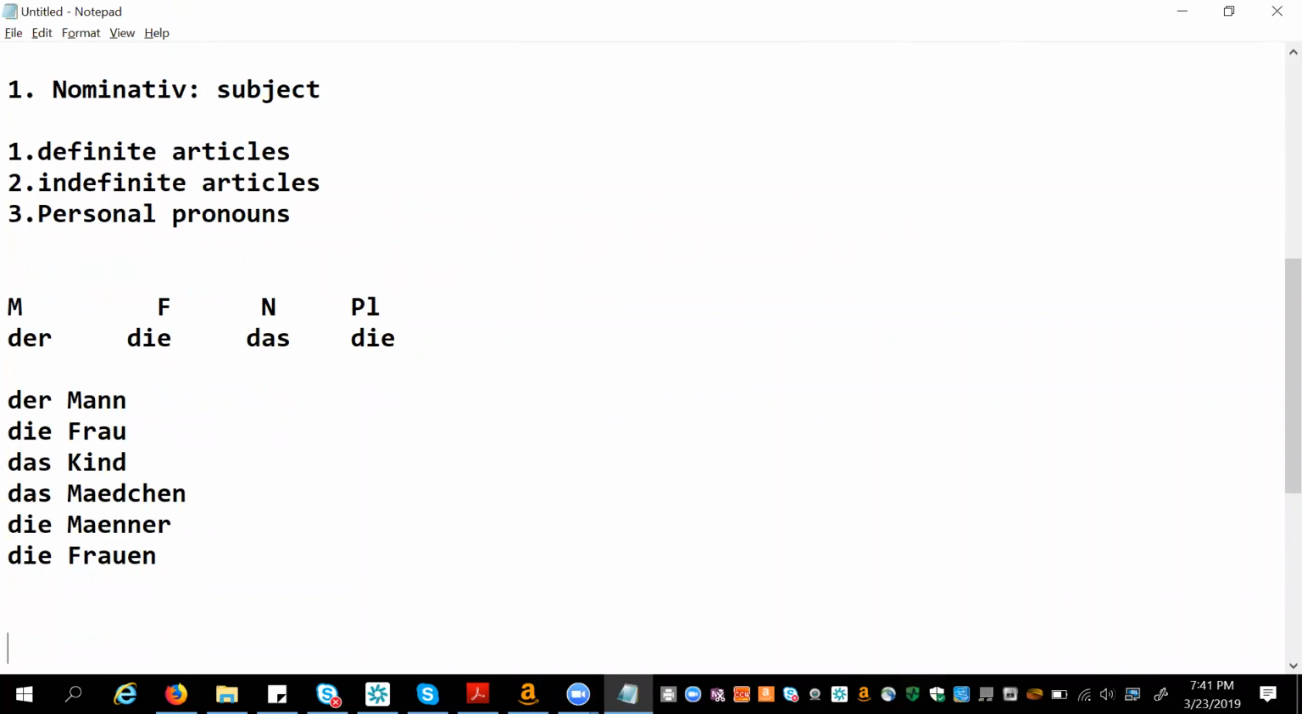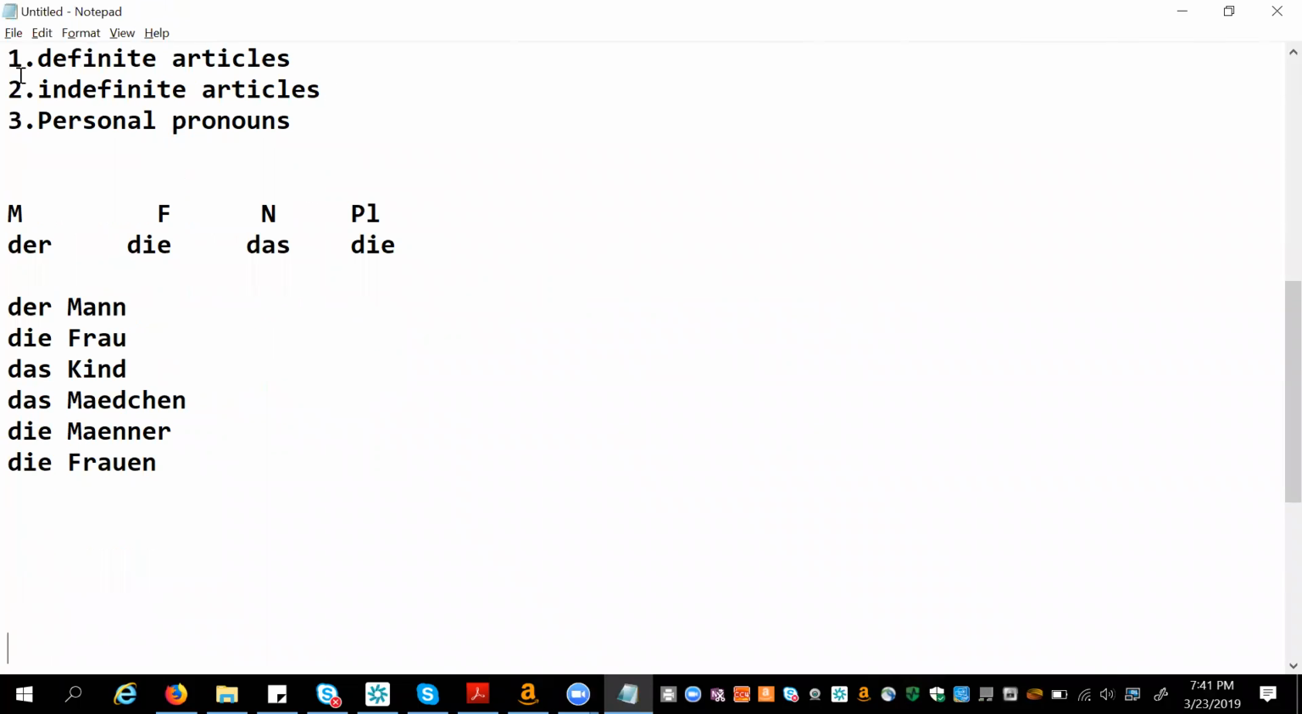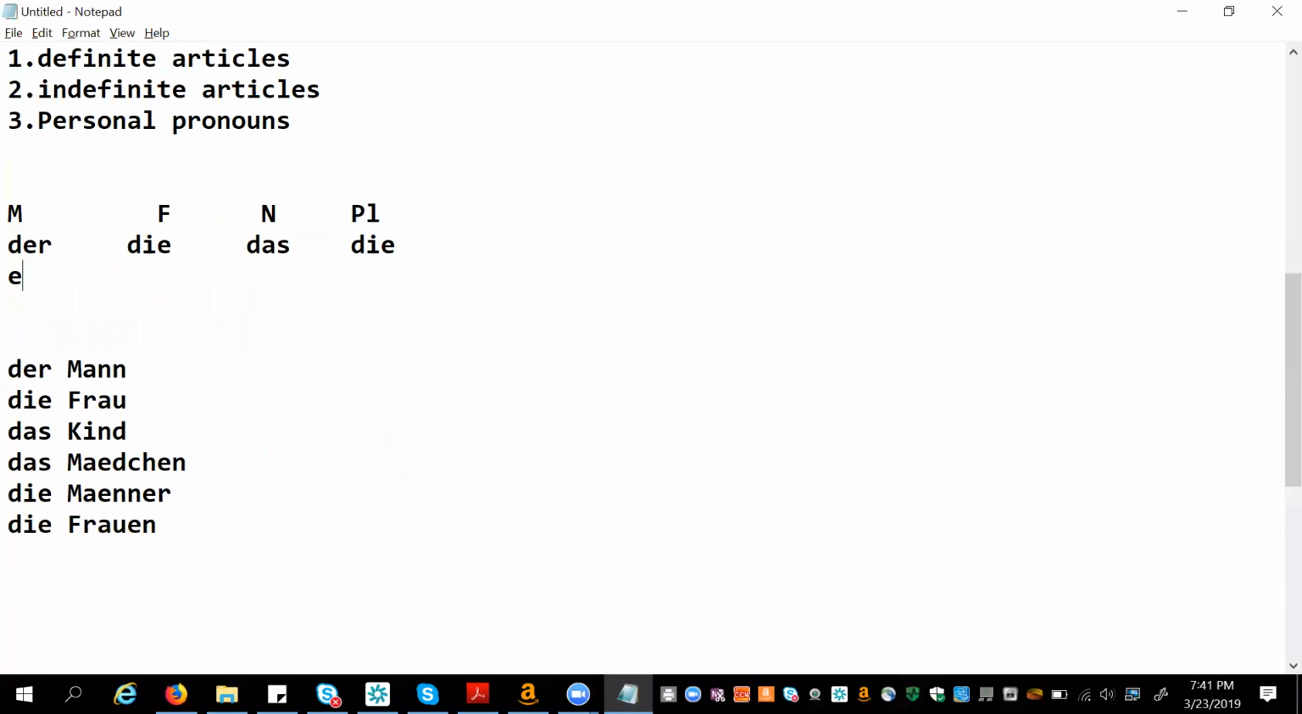Now, what are the indefinite articles? Indefinite articles are ein, eine, ein, and there is no plural. Why is there no plural indefinite article? I can't say "this is a mobiles." Absolutely wrong, right? Because a in itself is a small quantity. I can't say "this is a laptops." No, these are laptops. So that is why we don't have the plural form of the indefinite article, right?